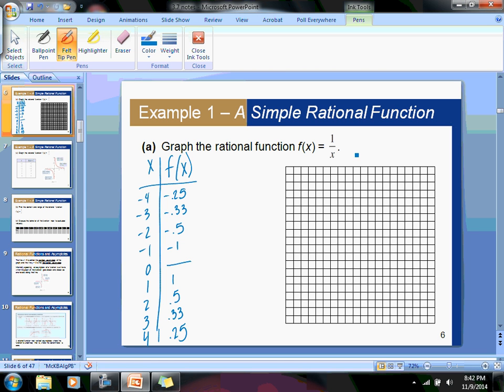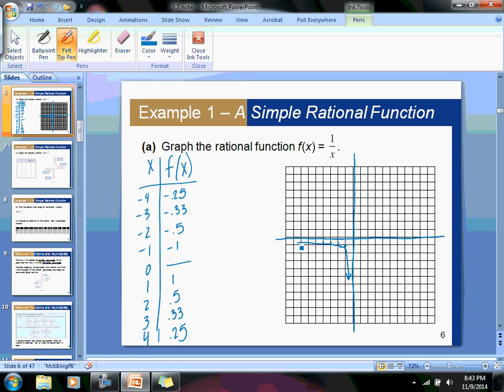I'm drawing my axes here, and then we'll start to plot some of these points. At -4, -1/4, it's really close to the axis. -3 is just a little bit more. Might be kind of hard to graph. -2, -0.5, -1, -1. Even though we have some really small values here, we can see that the graph goes like this.